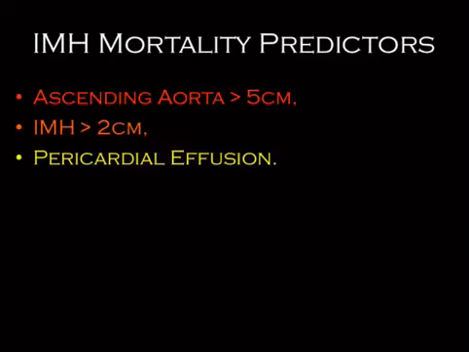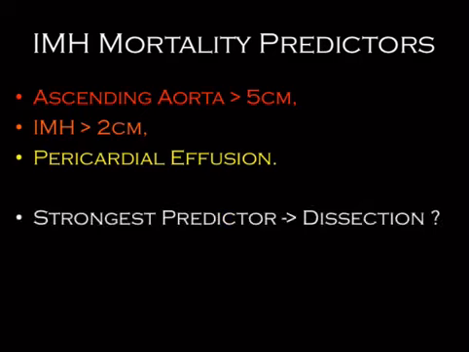So what are some of the mortality predictors? Bigger, so if you have an aneurysm, obviously you've weakened the wall here, so it's more likely to rupture. The thickness of the hemorrhage, the presence of a pericardial effusion, which means it's bleeding down into the heart.